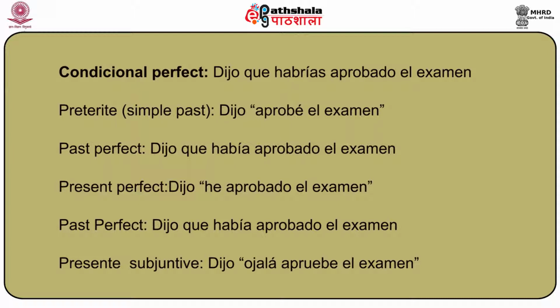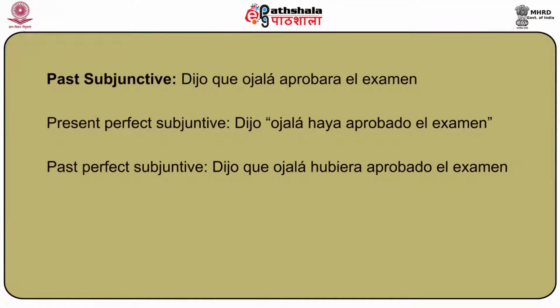Present subjunctive would be dijo ojalá apruebe el examen. The past subjunctive: dijo que ojalá aprobara el examen. The present perfect subjunctive: dijo ojalá haya aprobado el examen. The past perfect subjunctive: dijo que ojalá hubiera aprobado el examen.